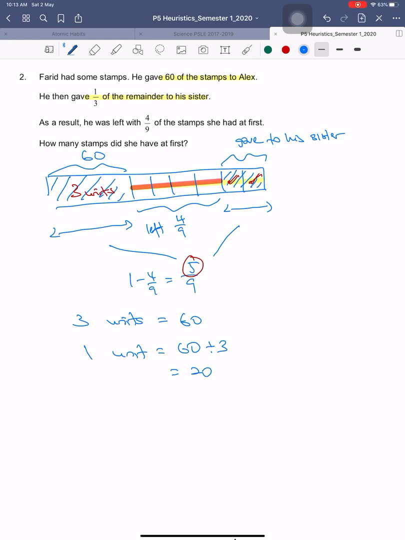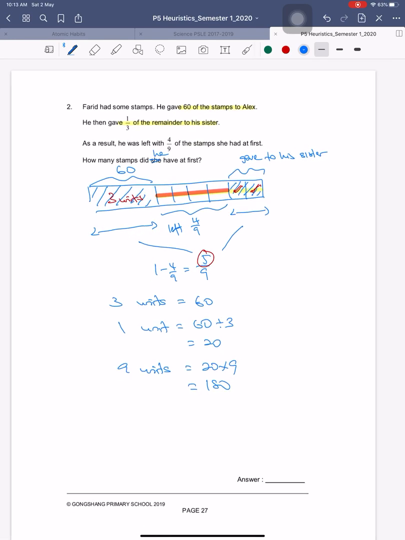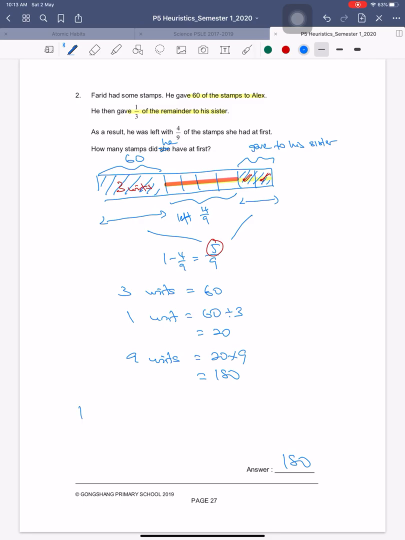So the question is, how many stamps did he have at first? Okay, so he actually had a total of 9 units. Alright, remember it is 4/9 and 5/9, so it's 9 units in total. So 20 times 9, 180. Okay, so from here he had 180 stamps at first. Okay, so that is how you solve question 2.